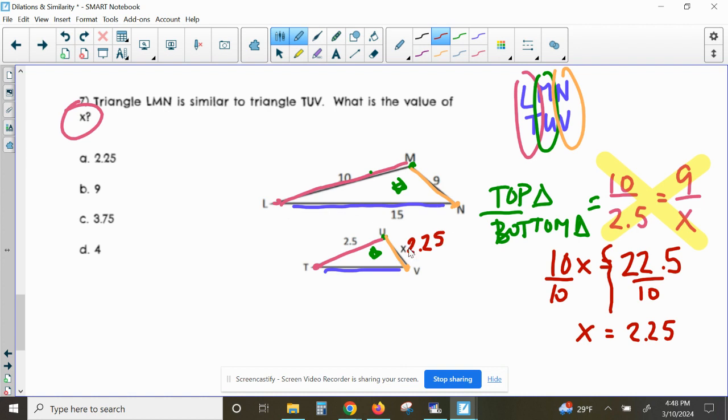Now that makes sense. I always like to put it on my picture and see if it makes sense. So this triangle is clearly a lot bigger than this one down here. And I'm not looking at the picture, I'm looking at these numbers. 10 dropped down to 2.5. So this 9 dropping down to 2.25, that seems like it makes a lot of sense, right? So I'm going to pick answer choice A.